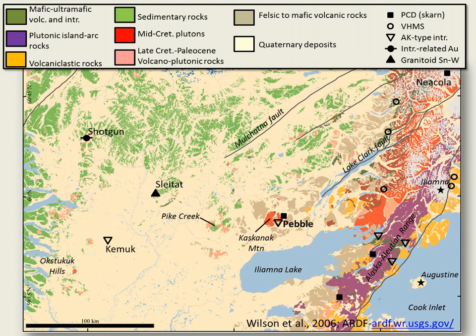Also plotted are some of the better understood mineral deposits in the region. The older prospects include the porphyry copper and Alaska-type complexes and volcanic hosted massive sulfides over here associated with the Jurassic Island Arc Complex. Then we have Middle Cretaceous prospects that include Pebble down here and the Nikolai porphyry copper system up here. And then we also have Alaska-type complexes near Pebble and then over here at Kemuk to the west. The younger prospects include reduced intrusion-related gold systems up here at Shotgun, and then granitoid tin tungsten prospects over here at Sleitat.